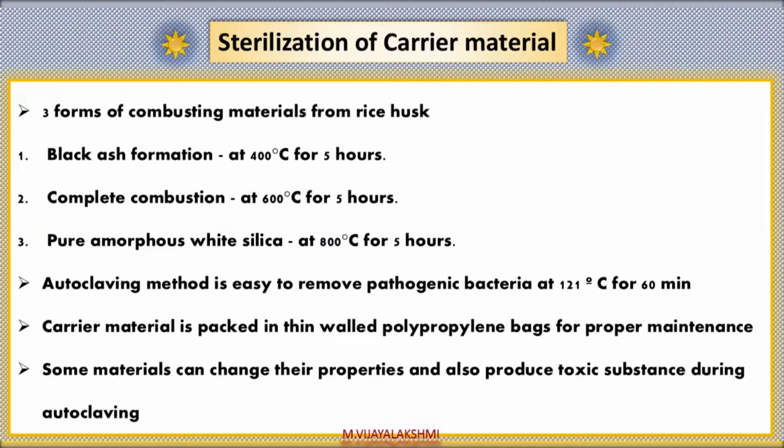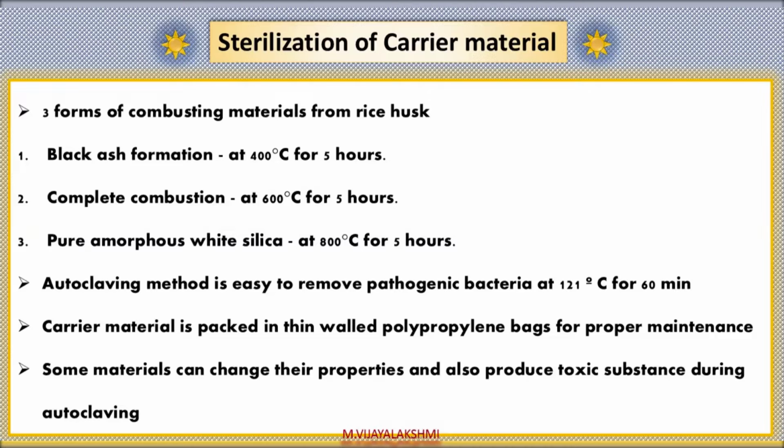Next, the pure amorphous white silica is also obtained by burning this rice husk at 800 degrees Celsius for 5 hours. At almost 400 degrees Celsius we get black color ash, at 600 degrees Celsius we get a complete ash, and at 800 degrees Celsius you may get pure white silica.